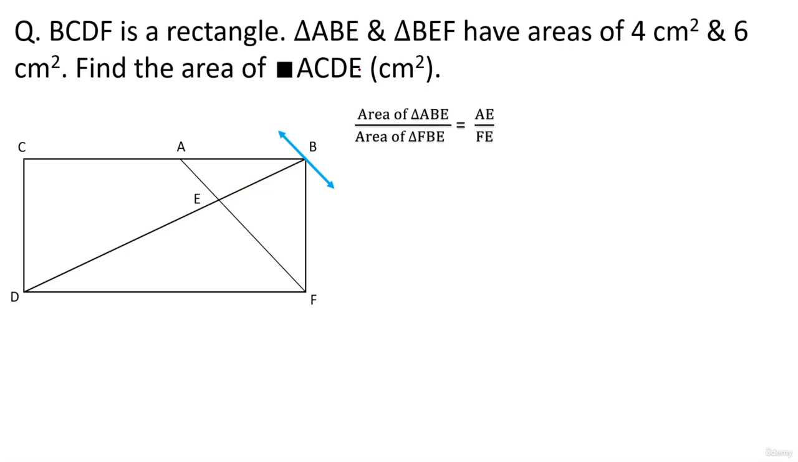That means the area is proportional to the base. So area of triangle ABE and area of triangle FB, दोनों का ratio क्या हो जाएगा? AE divided by FE, right? So what is the area of triangle ABE given? It's given as 4 centimeter square, and BEF is given as 6 centimeter square. Divide them, you get AE upon FE का value, which is 2:3, right?